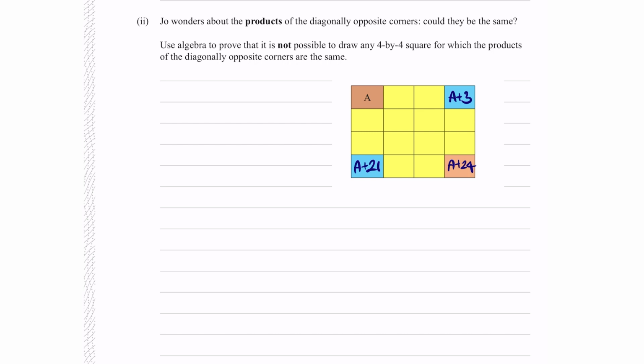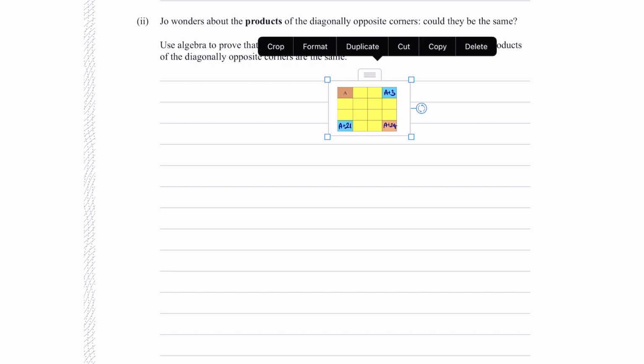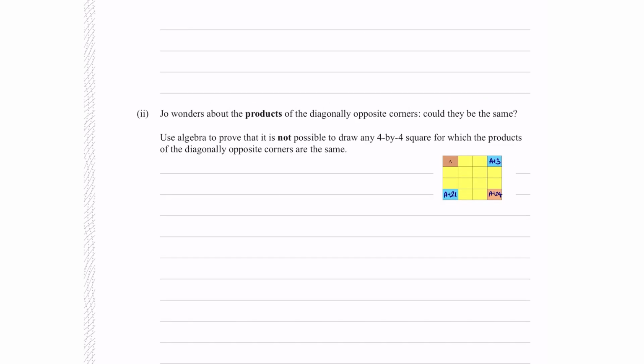I might make it a bit smaller. There we go. I might put it up here. Essentially all we're doing now is finding the products of the orange corners and the blue corners and seeing if they equal each other. If they don't equal each other, then that means it's not possible. So how are we going to actually write a proof for this? We're going to use a technique called proof by contradiction. So how do we use proof by contradiction?